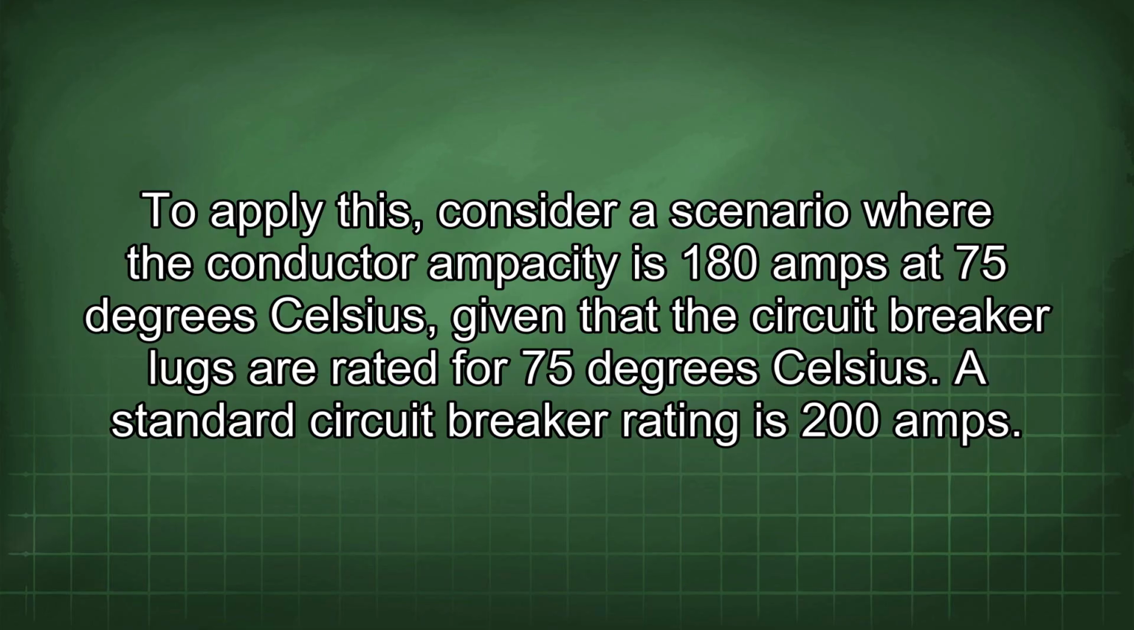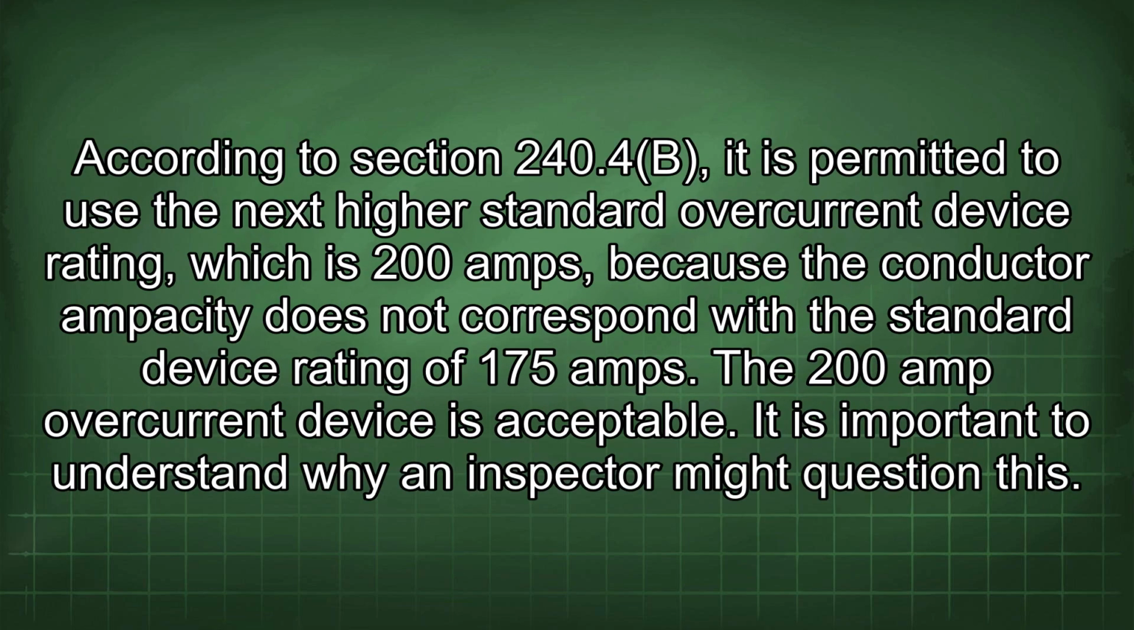A standard circuit breaker rating is 200 amps. According to section 240.4(B), it is permitted to use the next higher standard overcurrent device rating, which is 200 amps, because the conductor ampacity does not correspond with the standard device rating of 175 amps. The 200 amp overcurrent device is acceptable.